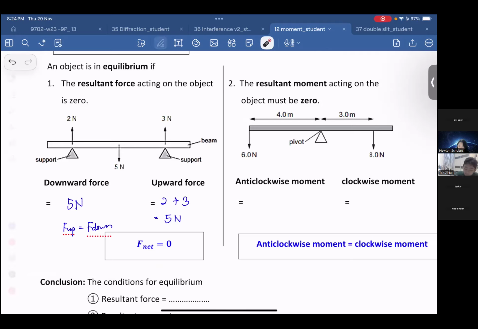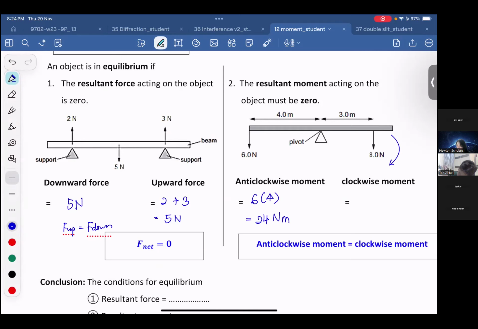So we look at this case, 6 times 4. So it's 24 Newton. Be careful with the unit of distance. It might be cm or m. So here it is m. So we write Newton meter. Okay, clockwise. This is the clockwise label.